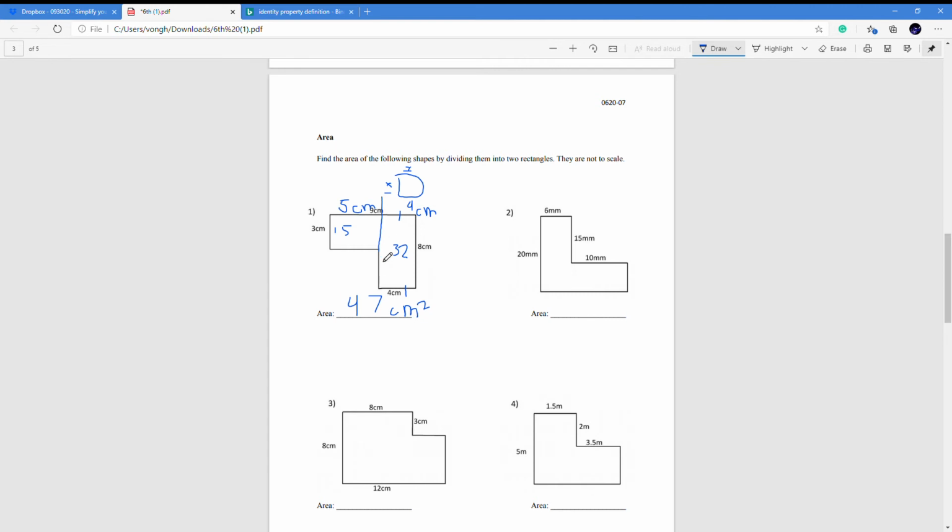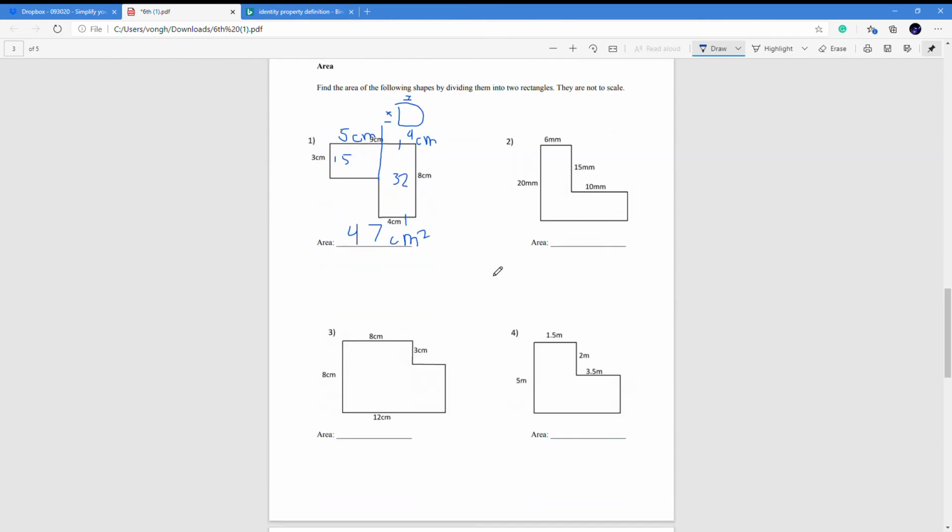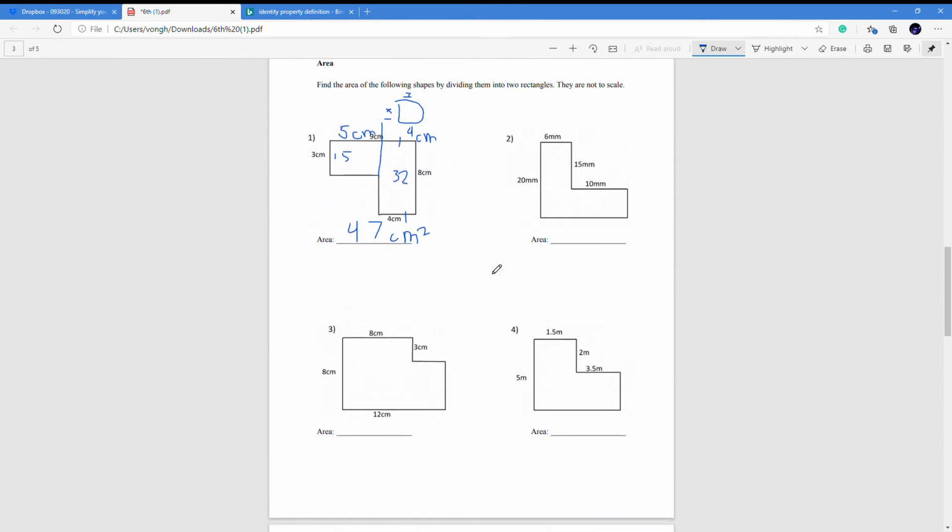You just split the L-shaped rectangle into two rectangles, and then you can just multiply, as long as you try to find each of the values of each length. So just make sure you do that. You just want to split the rectangle, and then the rest is pretty straightforward as well.